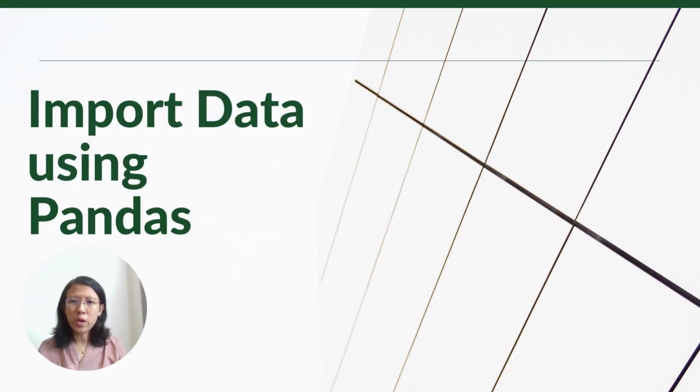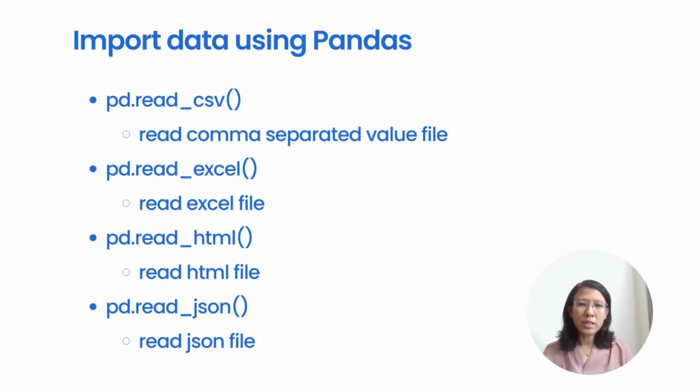Next, let's move on to importing data using pandas. Pandas has many useful methods to read different file types. Some of the common methods that you are going to use are following here. read_csv, as the name mentioned, you are going to read the comma separated value files. It is very easy to use this method. Later we will do the exercise together. read_excel to read the Excel files, read_html to read HTML files, as well as read_json for reading the JSON file.